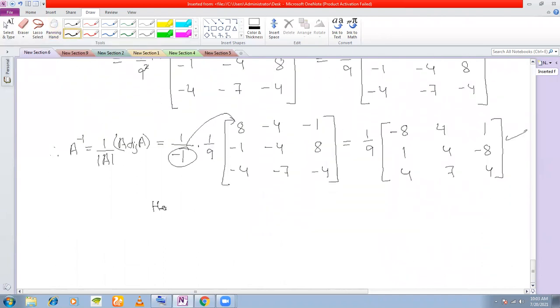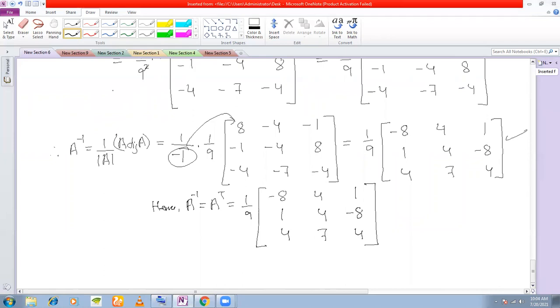Hence, A inverse is equal to A transpose is equal to 1 by 9 times -8, 4, 1, 1, 4, -8, 4, 7. That's it. Any question?